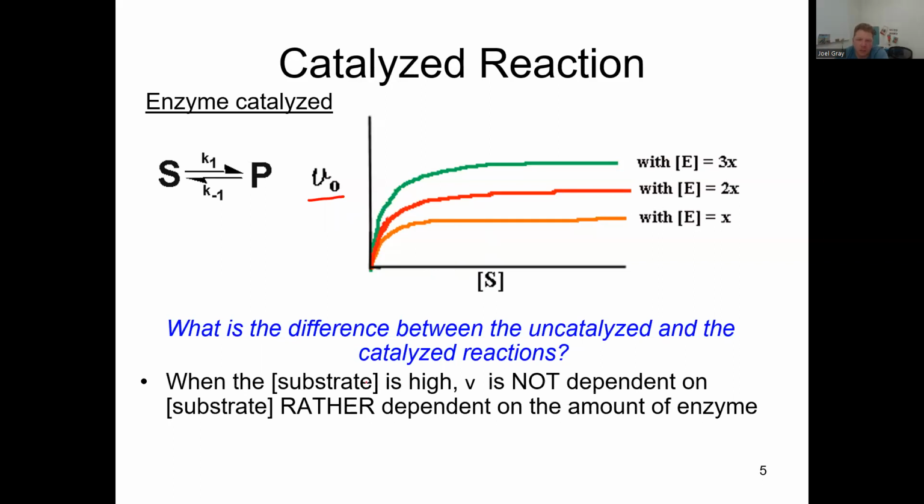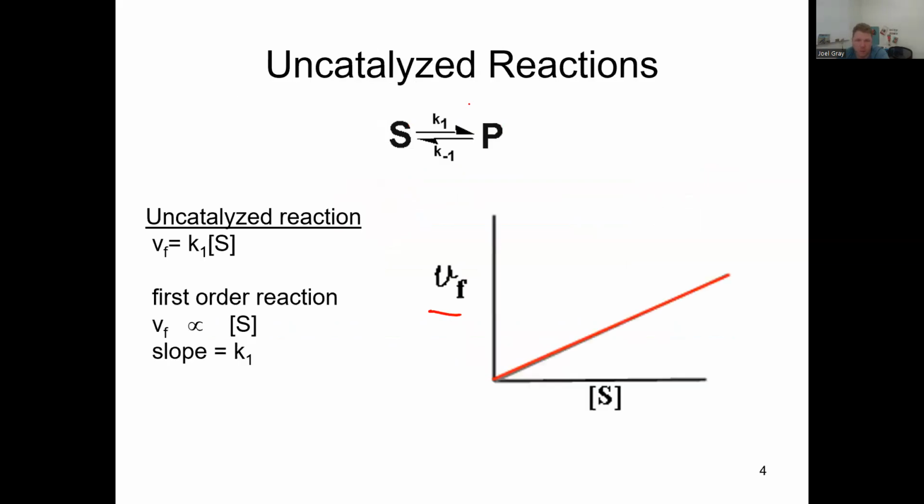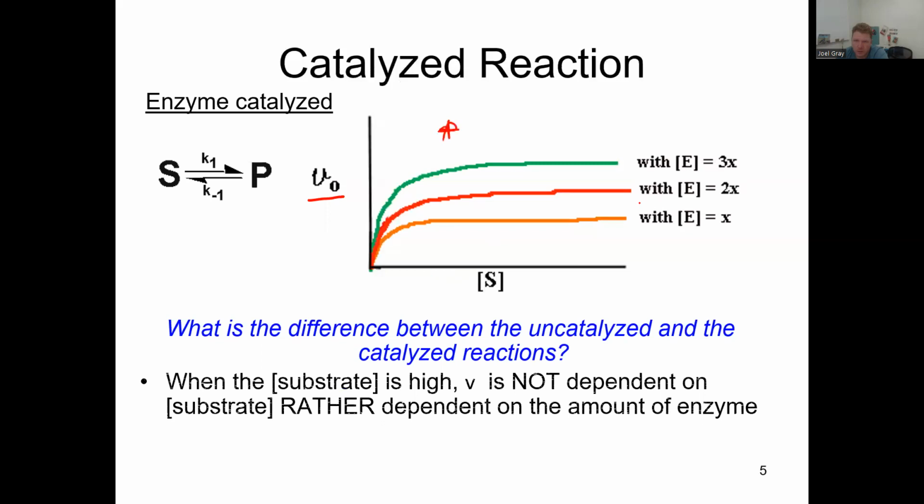Now, to answer the question, what is the difference between the uncatalyzed and catalyzed reactions? Well, this question is really asking about the difference between this plot and this plot right here. Well, this would be a linear plot or linear graph. Whereas these three curves, you can tell that they are not linear. These are hyperbolic curves. And where have we heard hyperbolic before? When we were talking about oxygen binding curves.